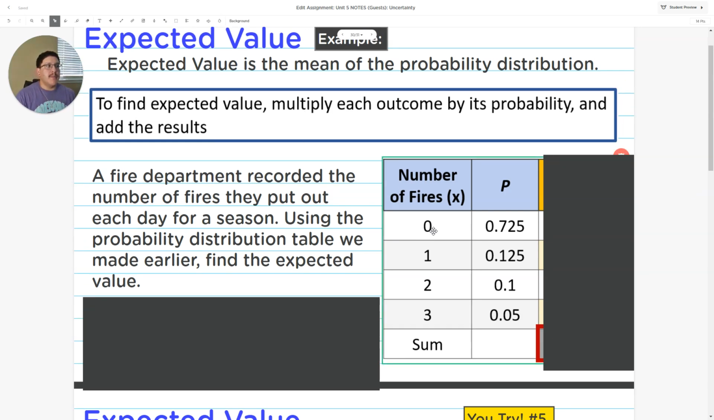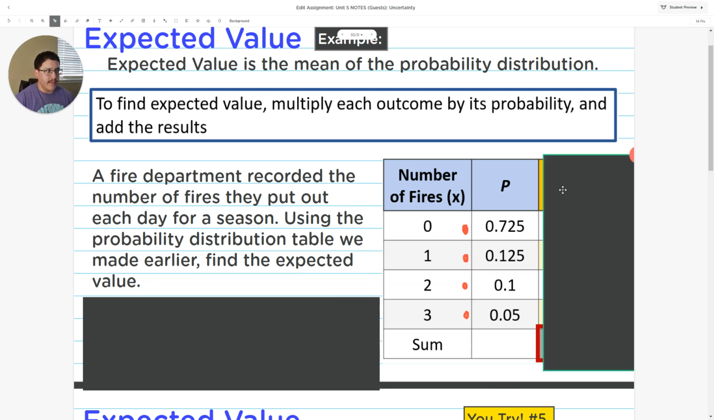We found that the probability that the firefighters will have to fight 0 fires is 0.725. 1 fire is 0.125. 2 fires is 0.15. 3 fires is 0.05. So what we're trying to find out is how many fires can they expect to put out at any given day. We're going to find that average. And we do that by multiplying the X value and the probability, the P value. So we're going to multiply all of these together.